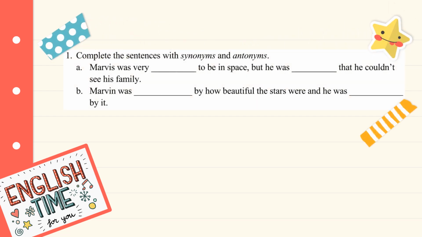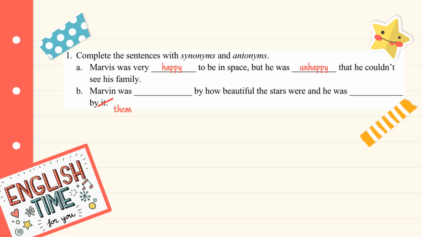Okay, grade 5. There is a correction that you need to make here, which is in B. Cross out it and change it into them because we're talking about stars. Now, what's your answer for A? Marvis was very happy to be in space. But, there is a but, so the answer must be the antonym. That's right. What is the opposite of happy? Unhappy. So Marvis was very happy to be in space, but he was unhappy that he couldn't see his family.